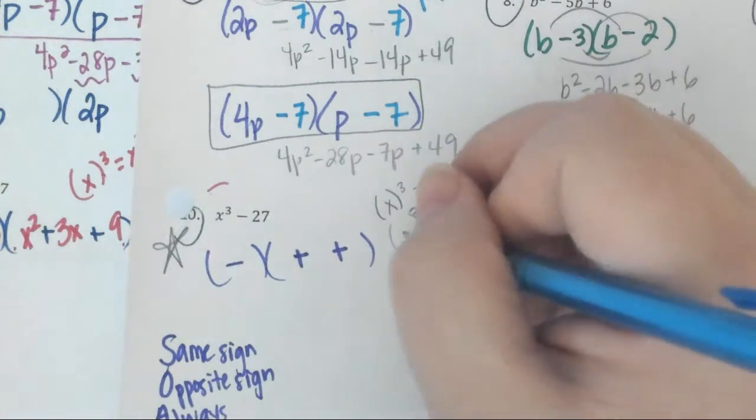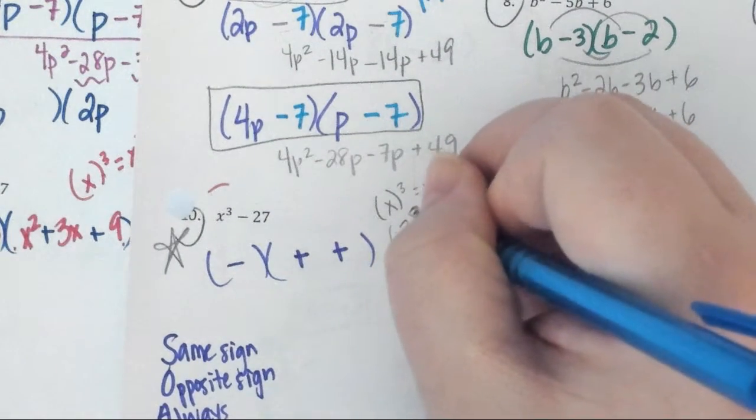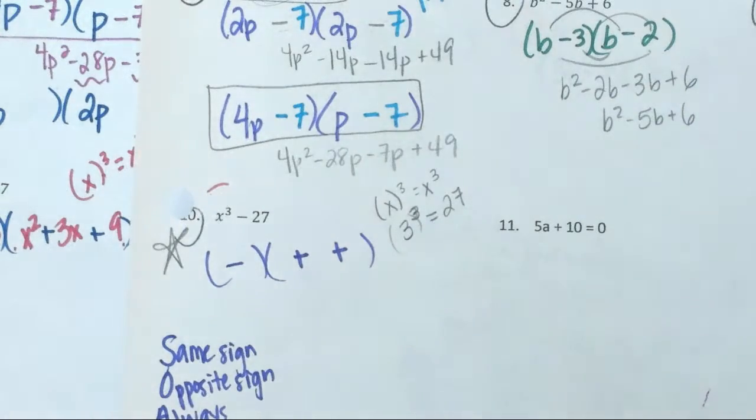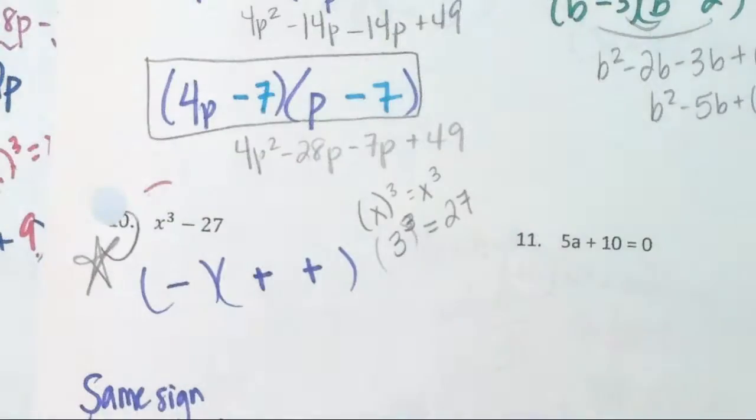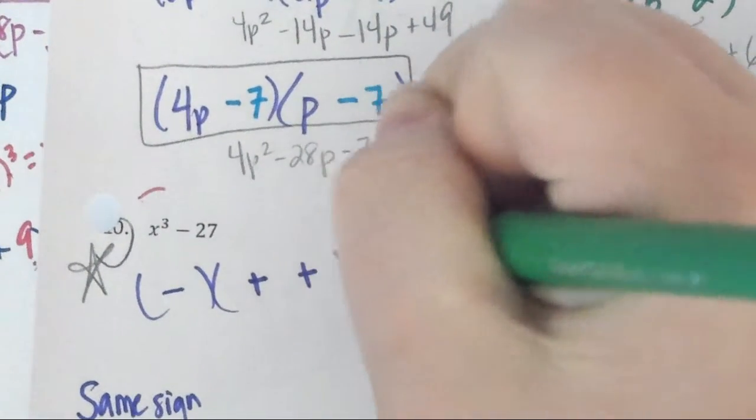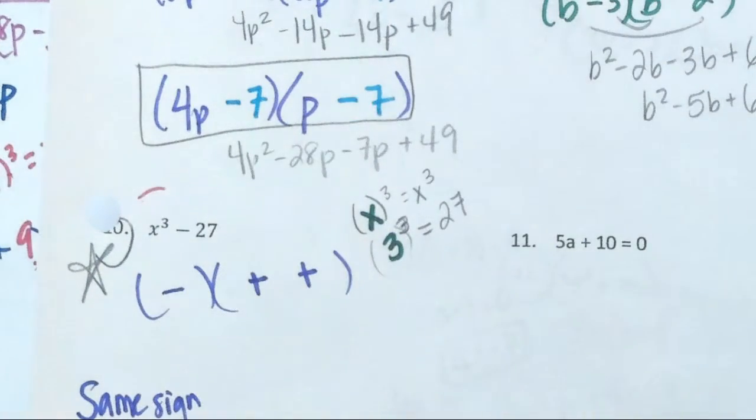Jack's had it first. Get your point. 3 to the third is 27. Can someone help me fill in the bottom? Now that we know it's an x and a 3, can someone help me fill in the bottom?